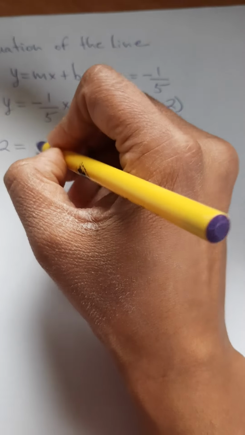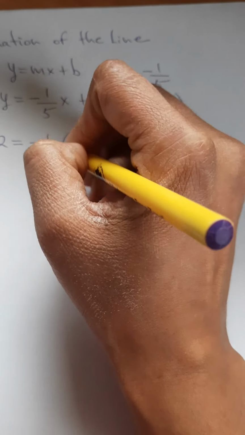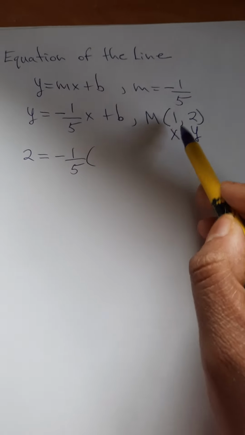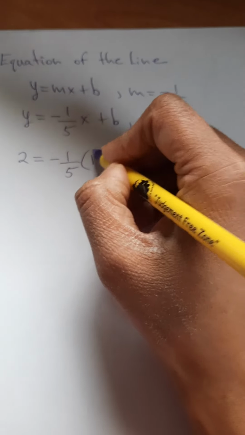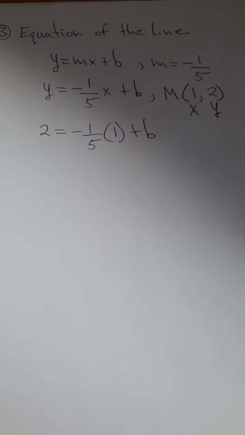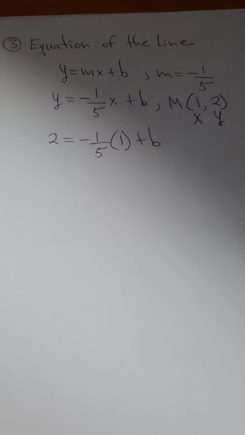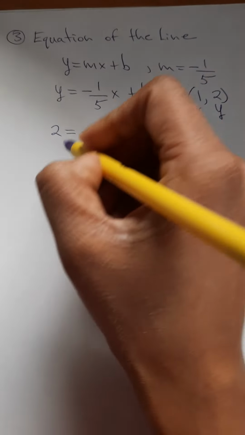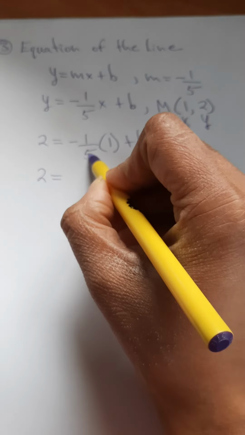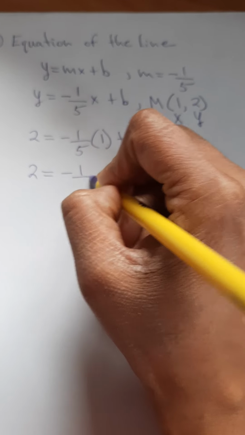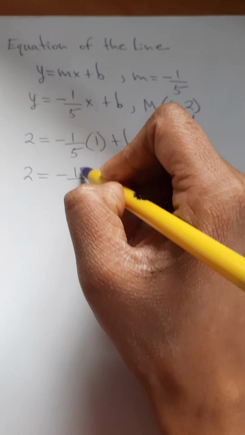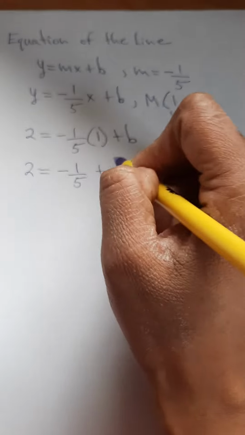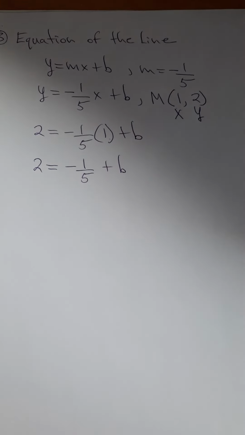So the y value is 2. So 2 equals negative 1 over 5. And I see that the x value is 1, so I'm plugging in 1 here, plus b. Is everyone with me so far? Again, the teacher does not want to see any decimals. I have to use the fraction. So 2 equals negative 1 over 5 times 1. That stays the same, so negative 1 over 5 plus b.